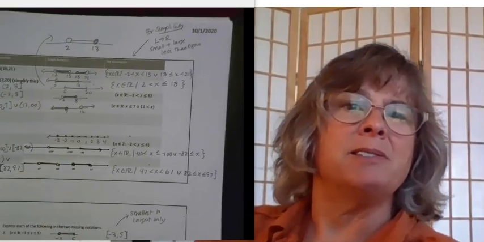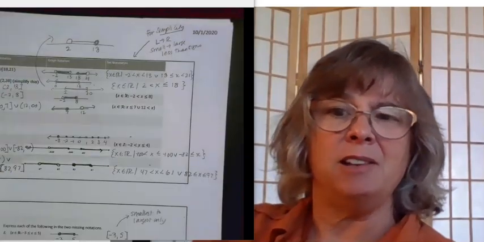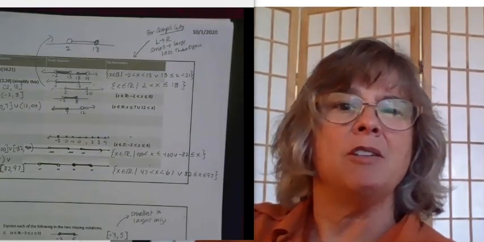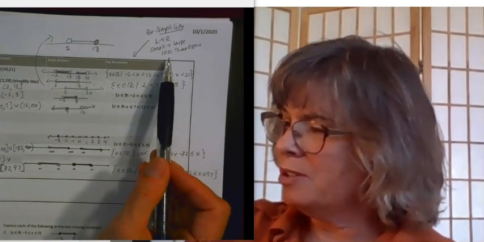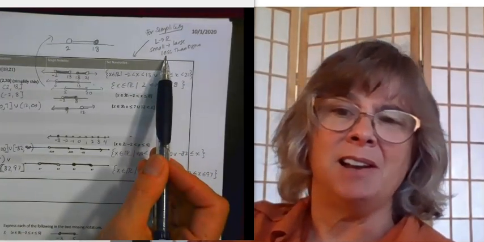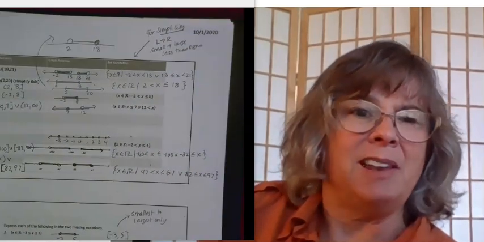Some keys. For simplicity, read left to right, and then you can move smallest to largest for all the numbers. Left to right, smallest to largest, and then use less than signs in your set builder notation. And then you can't miss.